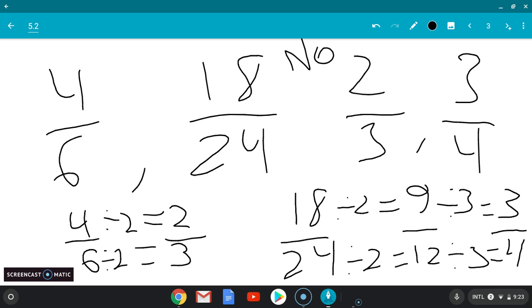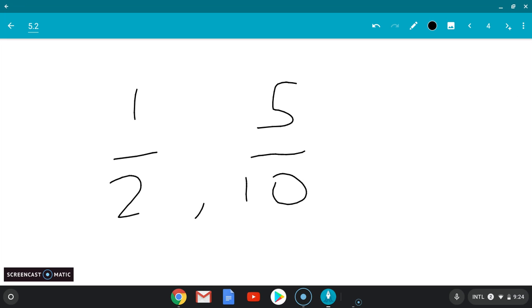All right, let me show you a different way of determining if two ratios are proportional. So I'm going to go back to the first ones I had. 1/2. Now let me write that a little lower. 1/2 and 5/10. 1 over 2, 5 over 10. 1 cup of rice, 2 cups of water. 5 cups of rice, 10 cups of water.